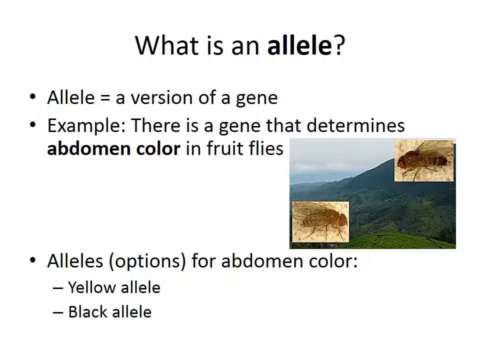So let's define what an allele is then. An allele is essentially a version of a gene. So, for example, there's a gene in fruit flies that determines the abdomen color of fruit flies. So the trait is abdomen color, but the alleles, or the options for abdomen color, would be the yellow allele, which would yield a yellow abdomen color, or the black allele, which is a gene that would code for black abdomen color.